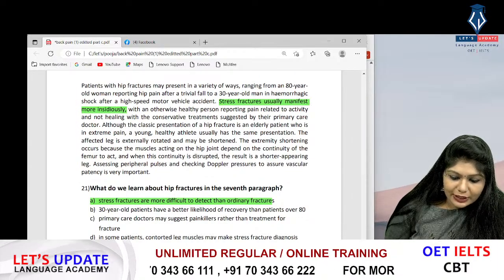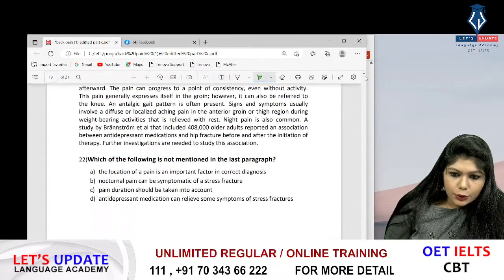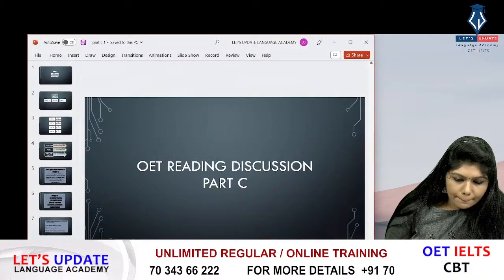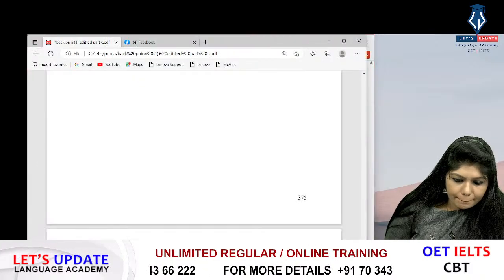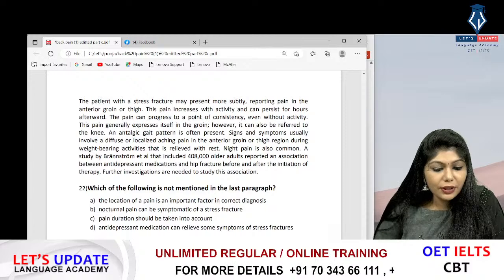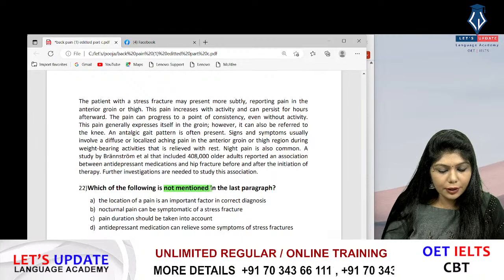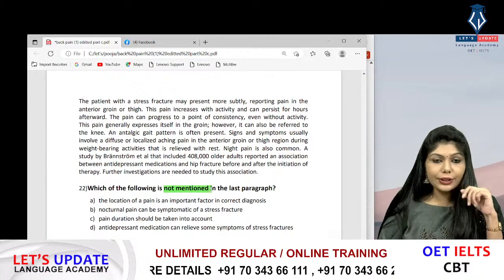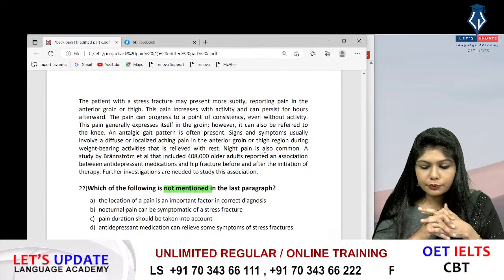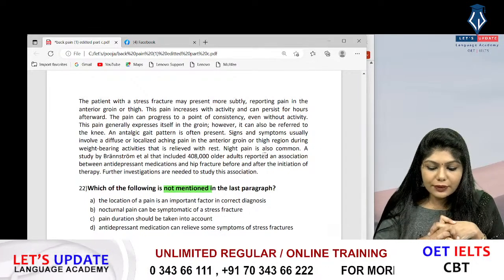Okay, so moving on to the next question. Right. So, yeah, I hope you can see this. The question is: which of the following is not mentioned in the last paragraph. We'll just highlight that part which is asking you for something that is not mentioned. Okay, so three of the options are mentioned. So I'll give you a minute to read this and come up with your choice of answers.